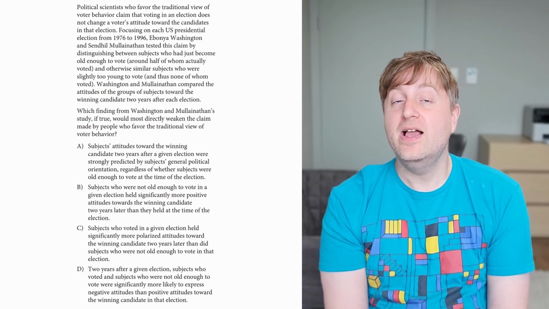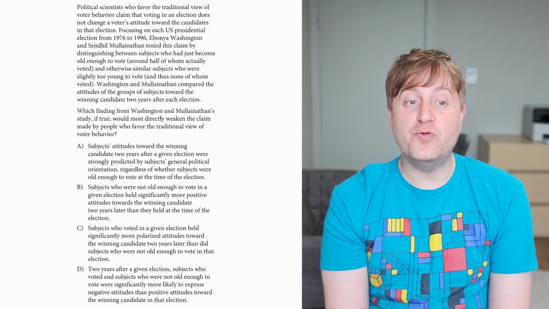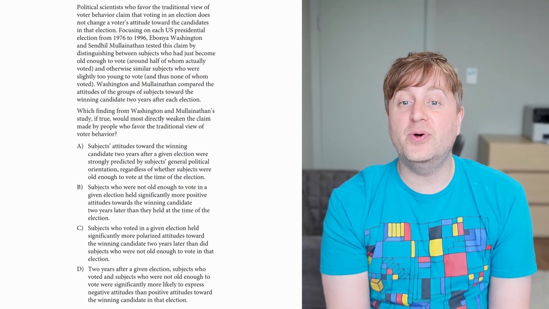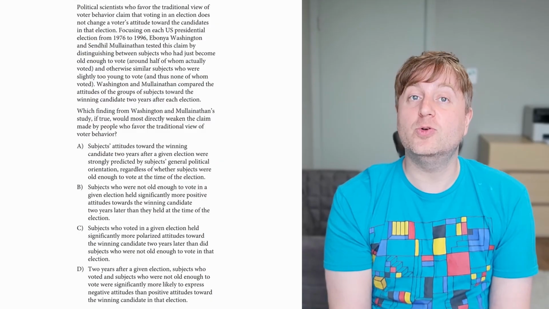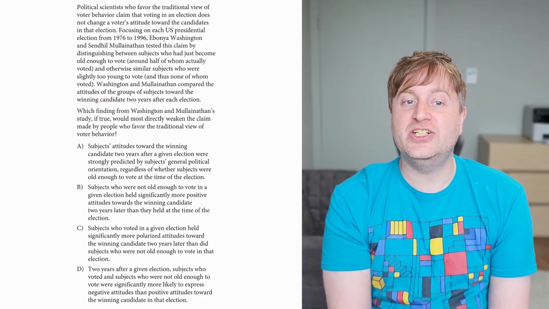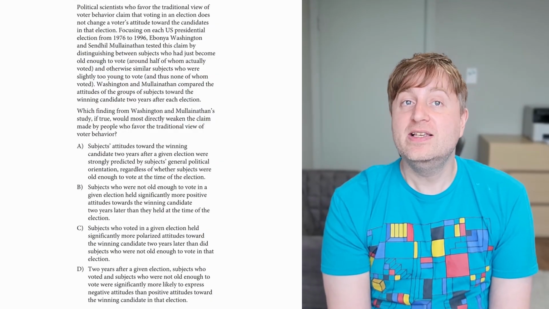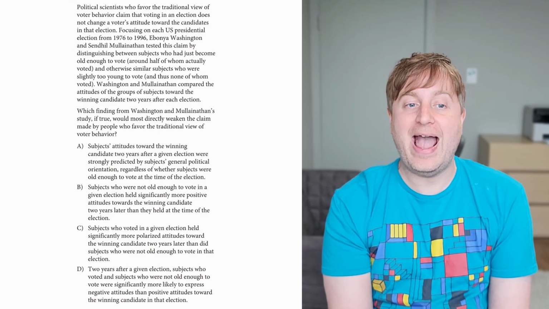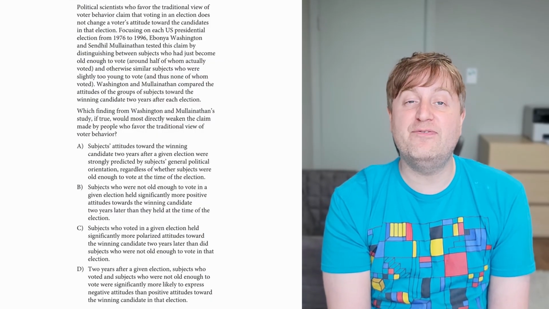Now, as we predicted, the most important information was indeed in the first sentence. The traditional view of voter behavior is that voting in an election does not change a voter's attitude toward the candidates in that election. And because we're looking for something that would weaken that claim, we want to find an answer that suggests that voting in an election does change a voter's attitude. So the correct answer will probably show some difference between those who voted and those who didn't vote in terms of their attitude toward the candidates. Now let's examine the answer choices and see if we can find that.